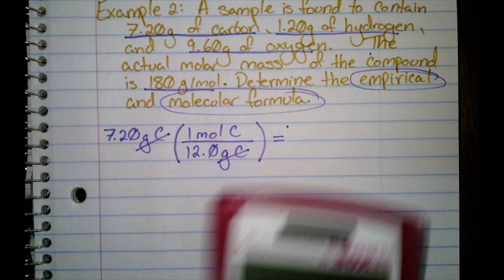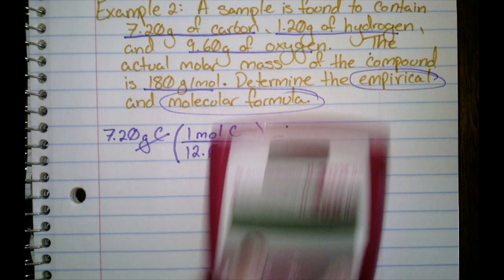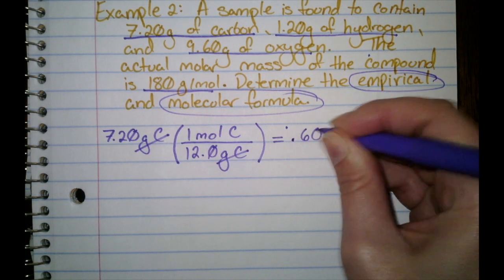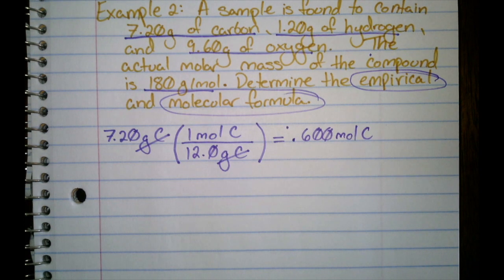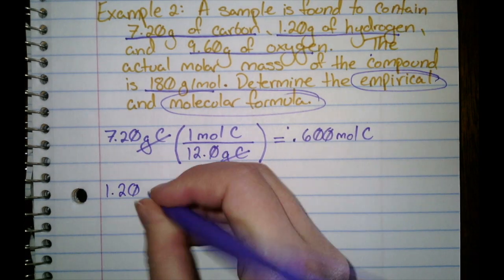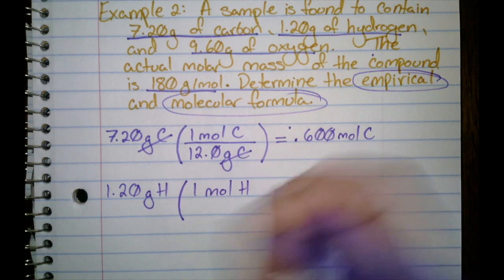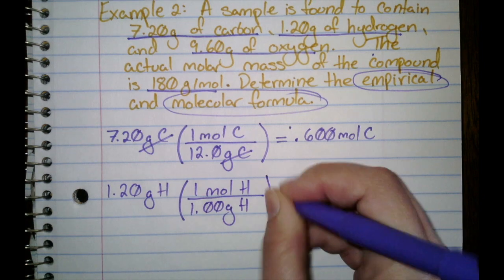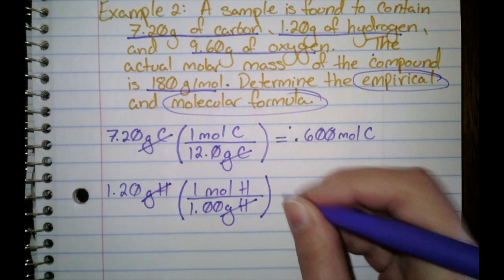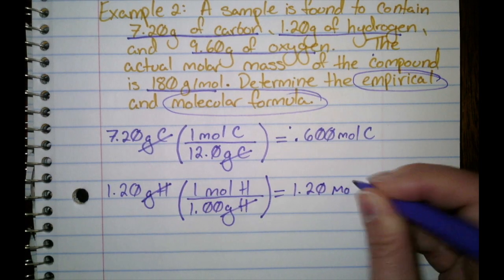And then we pull out our handy dandy calculator. 7.2 divided by 12 comes out to 0.6. So 0.600 moles of carbon. And then we've got our 1.20 grams of hydrogen. 1 mole of hydrogen is equal to about 1.00 grams of hydrogen, which, anything divided by 1 is itself, so this remains 1.20 moles of hydrogen.